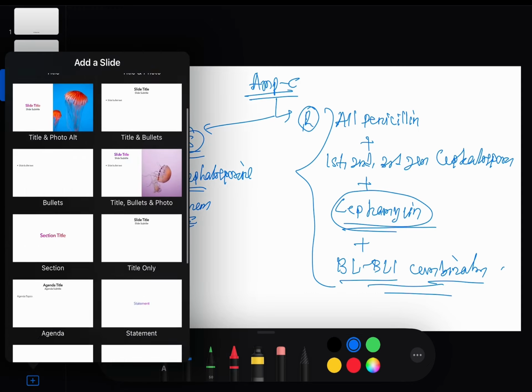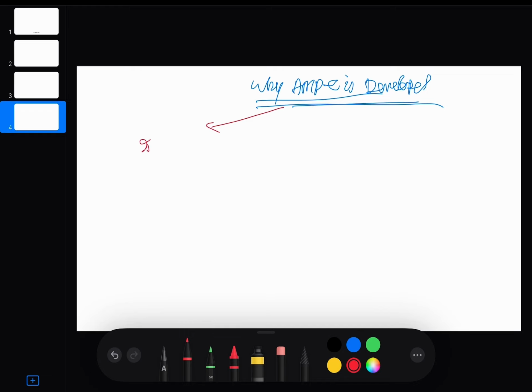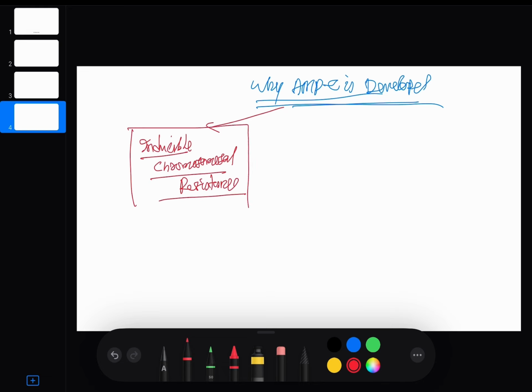Then comes the question in the mind: why is AMC developed? There are many mechanisms by which AMC is developed. The first one is the inducible chromosomal resistance. Suppose, let's understand this.